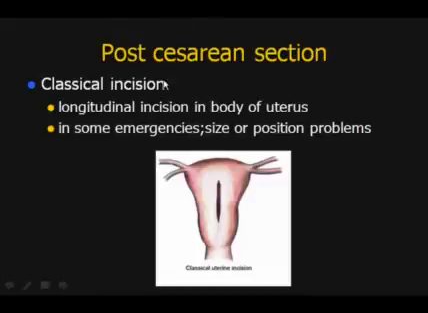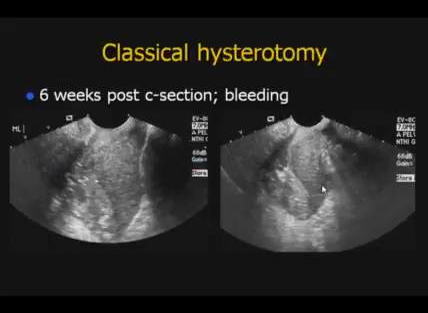Now, there's still a few patients who have the old classical incision for their hysterotomy. For a cesarean section, it's a vertical or longitudinal incision higher up in the body of the uterus. It's used in some emergency cases. Sometimes there's difficulty performing the lower uterine segment incision. So not frequent, but you may still occasionally see patients after a classical hysterotomy. Now, what do these look like?